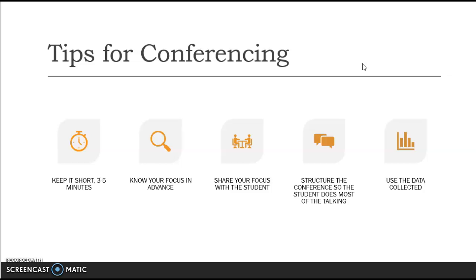Know your focus in advance and share that focus with your student to remain on topic and to keep you both focused. Structure the conference so the student does most of the talking. I think this is an obvious one, but sometimes as teachers we want to teach and do the talking. But if you're trying to gauge a student's understanding, we really want them to do most of the talking. And then finally, use the data collected. Use the information that you've obtained in order to develop those reteaching strategies, restructuring your lesson plans and interventions in order to help the student.